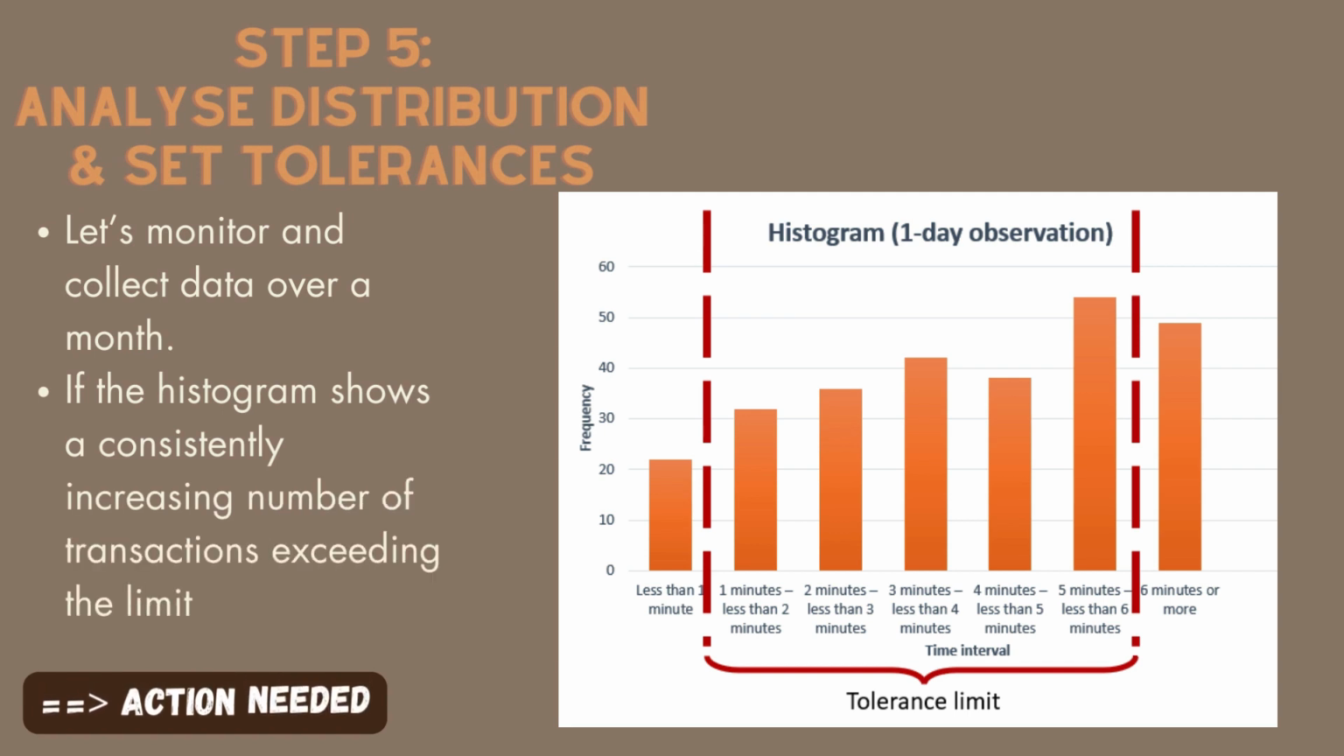Step 5 involves monitoring over time by collecting data over a month. If the histogram consistently shows an increasing number of transactions exceeding the established limits, it signals the need for actions to address potential issues in processing times. In light of the provided histogram, a significant increase in transactions lasting 6 minutes and more is observed. This signals a potential concern and underscores the importance of taking proactive measures to address and rectify the prolonged processing times.